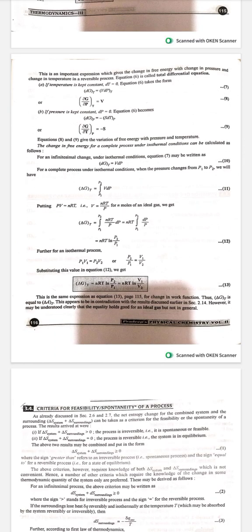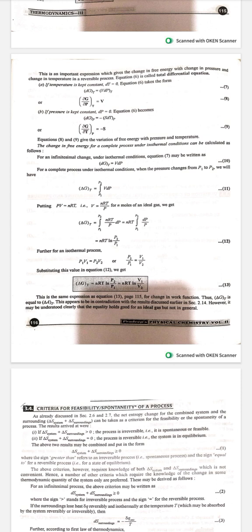The change in free energy for a complete process under isothermal condition can be calculated as follows. For an infinitesimal change under isothermal condition, equation 7 applies. For a complete process under isothermal condition, when the pressure changes from P1 to P2, we will have delta G at constant T is equal to the integral from P1 to P2 of V dP. Putting PV is equal to nRT, V is equal to nRT by P, and for n moles of ideal gas, we get delta G is equal to the integral from P1 to P2 of nRT by P dP, which is equal to nRT ln P2 by P1.